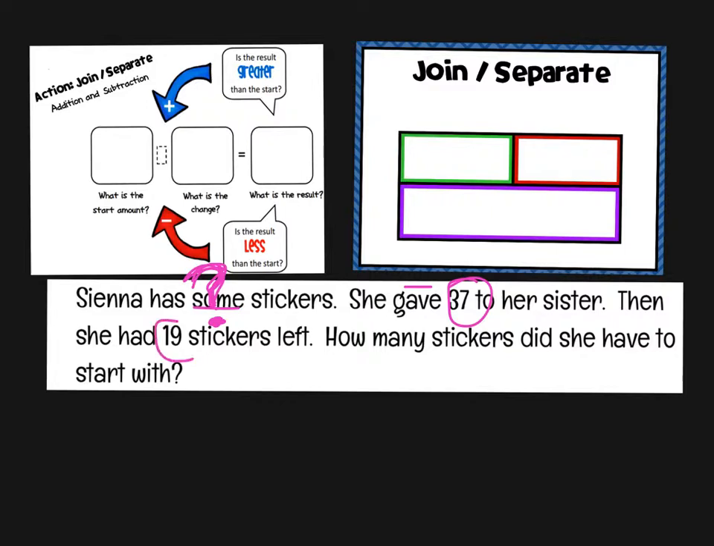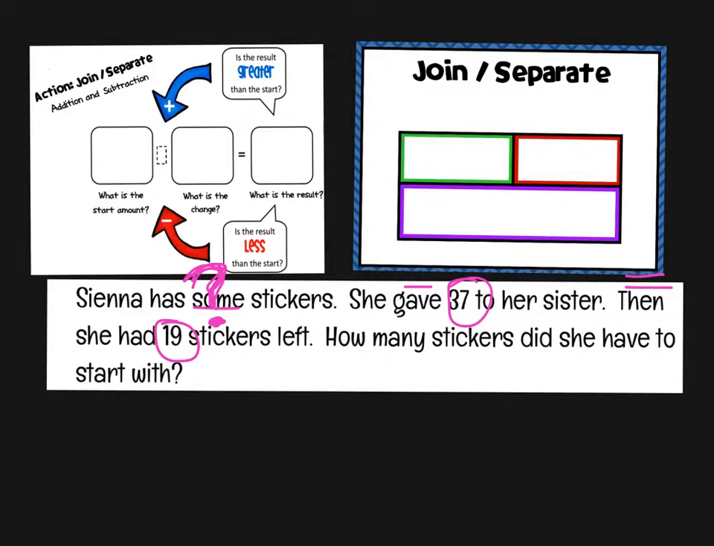So I'm going to circle 19, but that then tells me that that's the end of my mind movie, because that's what she had left. So that is where I'm going to put my equal sign, right on top of the then. Sienna had some stickers. She gave 37 to her sister. Then she had 19 stickers left. How many stickers did she have to start with?